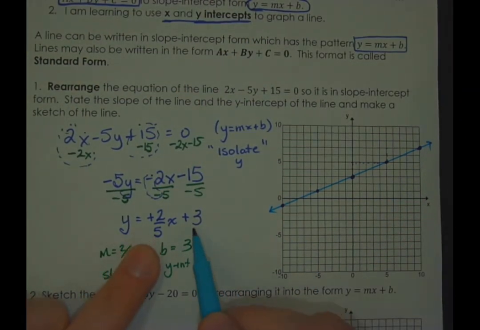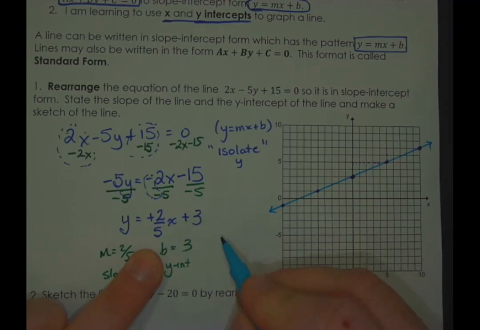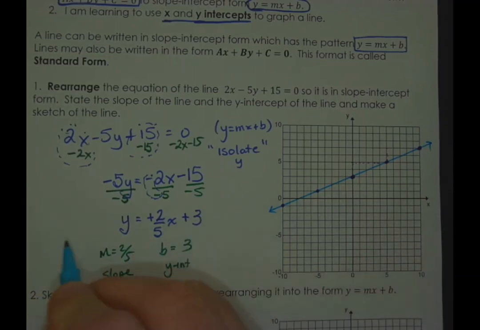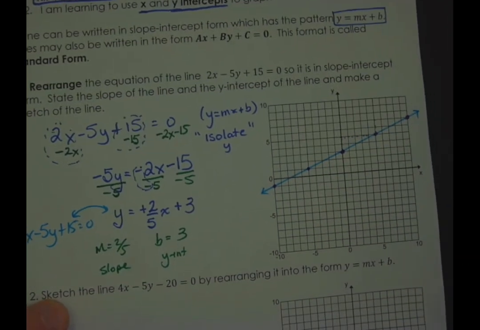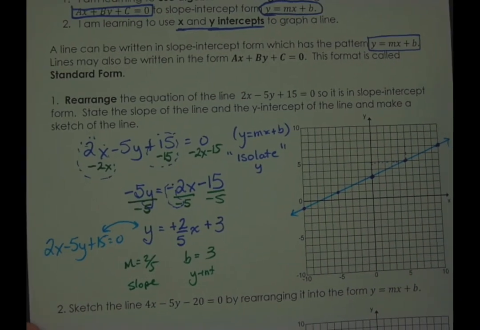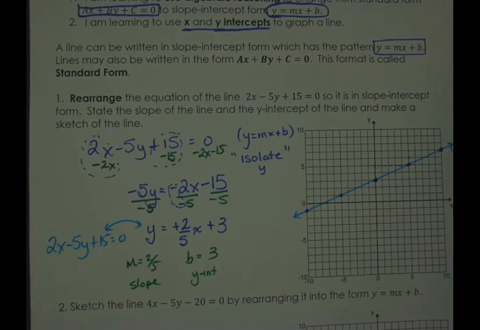So this line, y = 2/5 x + 3, is that line, but also I can have 2x - 5y + 15 = 0. These are equivalent. Those are the same. All right, so what we've done is just change the form of it so that it's easy for us to plot.